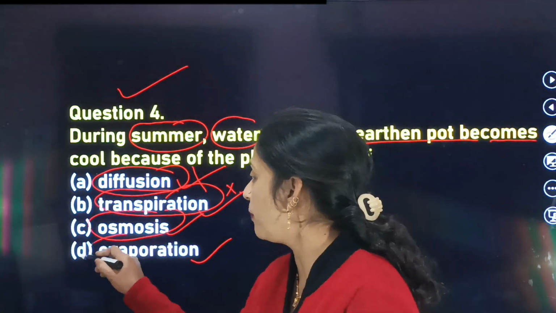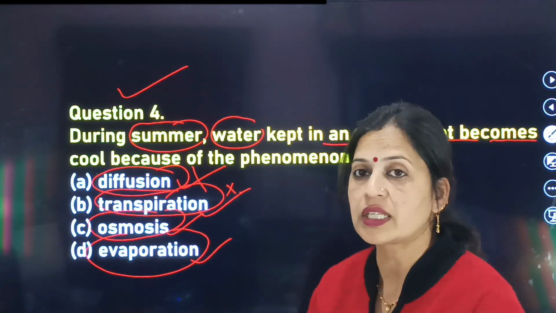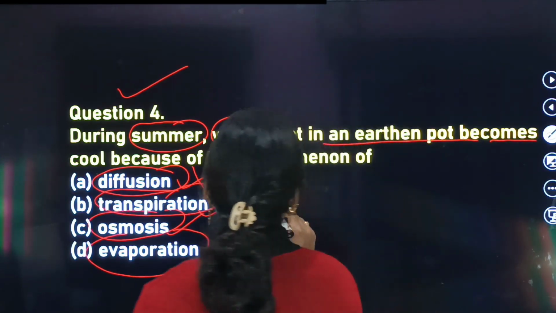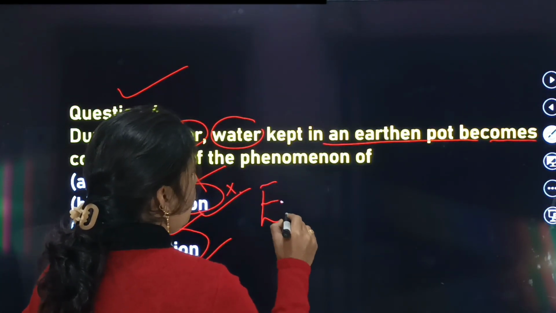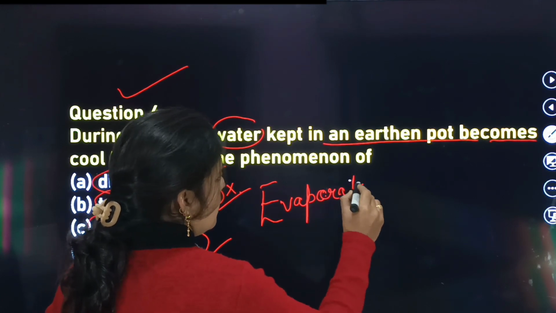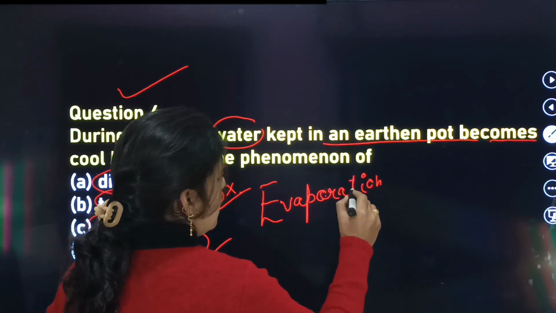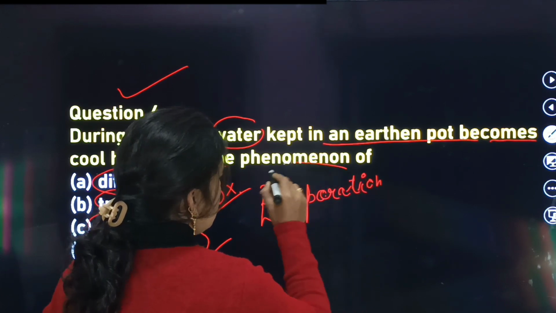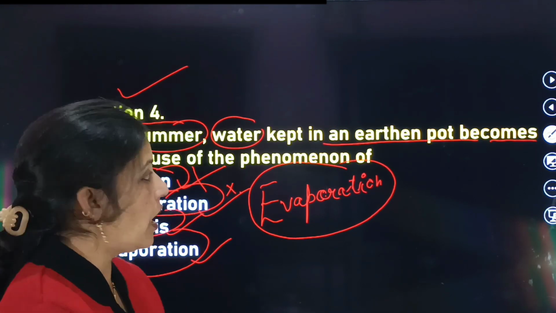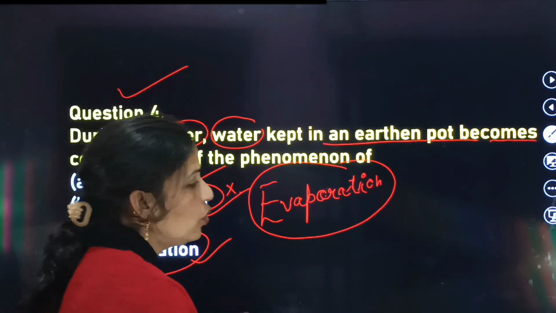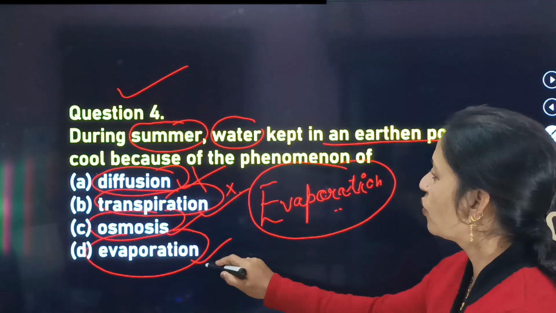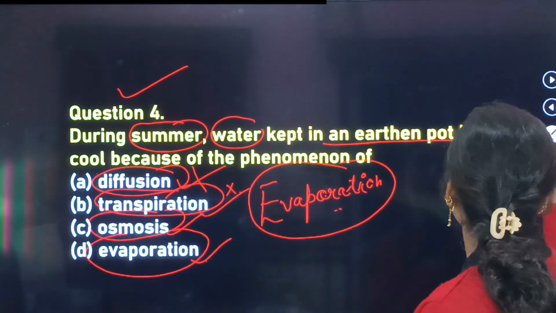But in case of evaporation, water kept in an earthen pot becomes cool due to the property of evaporation. That means water kept in an earthen pot becomes cool because of the phenomenon of evaporation. So this is the correct answer for the question number 4.